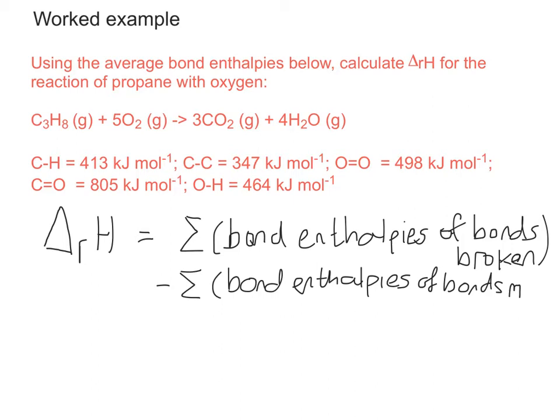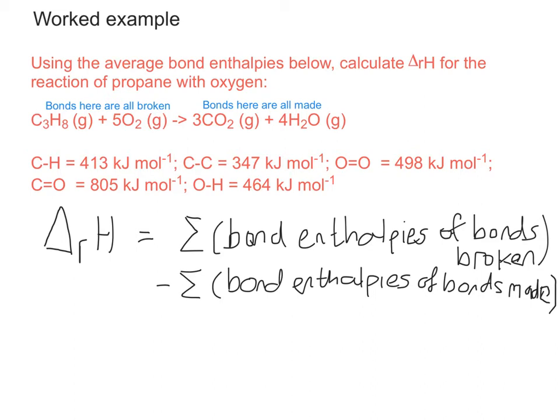So what you've got to do is decide which are the bonds being broken and which are the bonds being made. That's easy, because the reactants have the bonds broken and they're rearranged into the products where the bonds are made. So you can see where I've labelled it up at the top. So what you might want to do is grab a piece of paper and practice this.